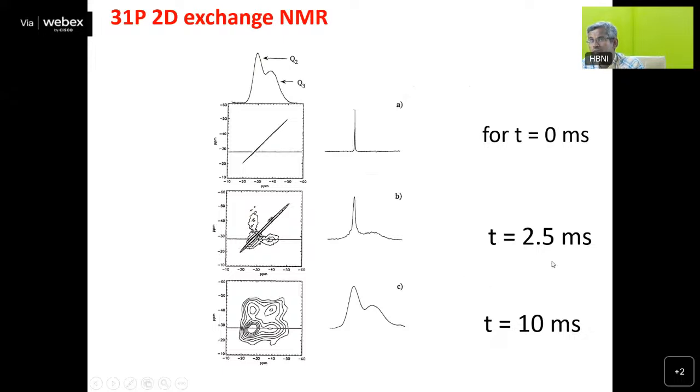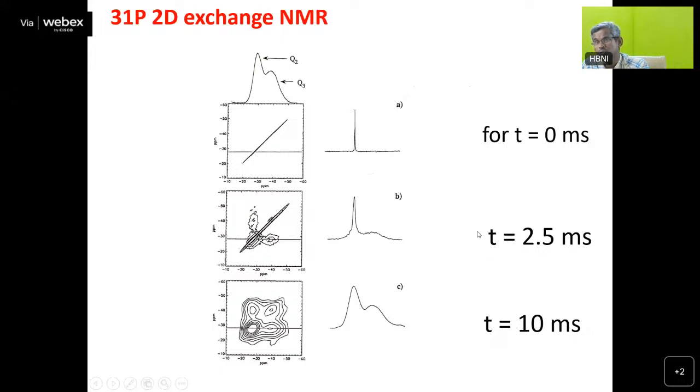If you keep the mixing time at 2.5 milliseconds, and if you keep the mixing time at 10 milliseconds, then you see a significant change in the 2-dimensional NMR. This is the single pulse dimension, and this dimension is obtained after applying the 180-degree pulse. You see how the line shape changes by changing the mixing time. Whenever t is equal to 0, there is no 180-degree pulse, so you will get only a single peak.